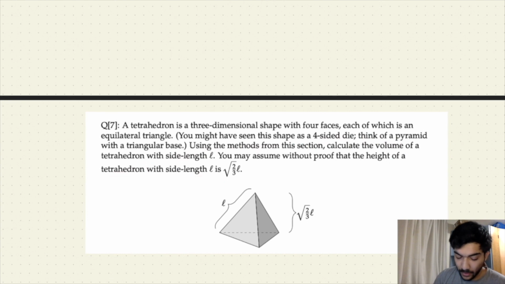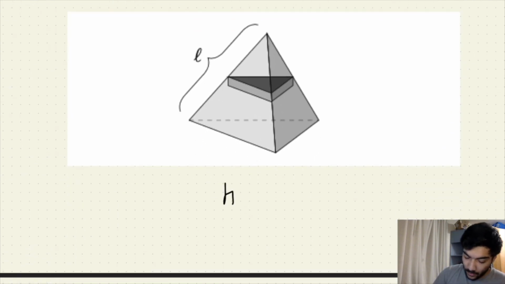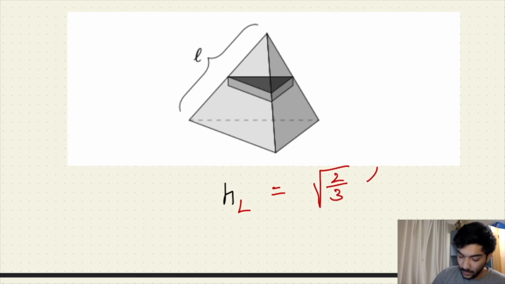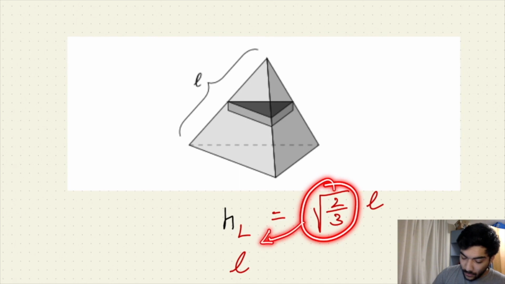The height of a tetrahedron with side length L is root 2 by 3 times L. We can easily invert this concept. In order to calculate the side length of a tetrahedron where the height is given, I can shift this root 2 by 3 over to the other side, right?